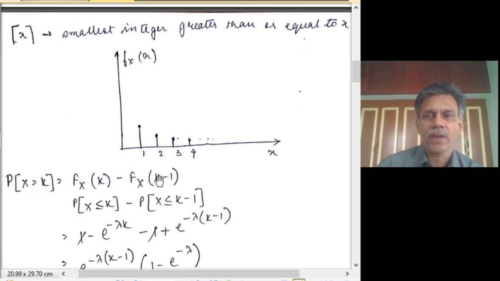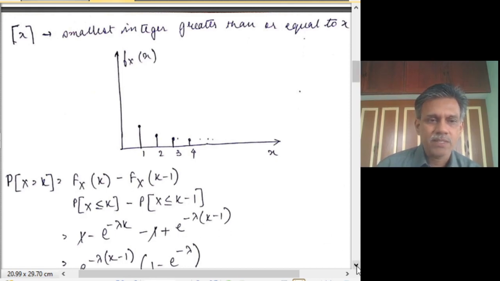So that range, if you want to find out, you have to subtract the corresponding CDF. So F_X of k is the probability that x is less than or equal to k. So this has to be a ceil, whereas this is the normal x. And minus F_X, x less than or equal to k minus 1. Substituting the formula for the CDF evaluated at k and k minus 1, here k is an integer. It is 1 minus e power of minus lambda k, minus 1 minus e power of minus lambda (k minus 1). That minus and minus becomes plus here.